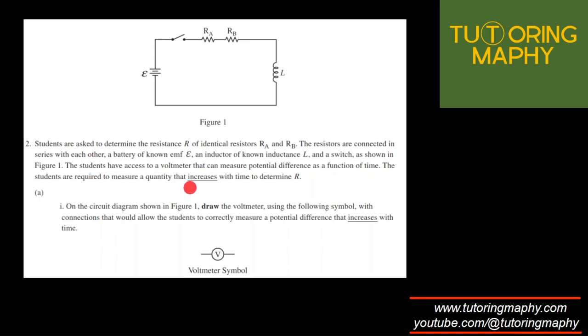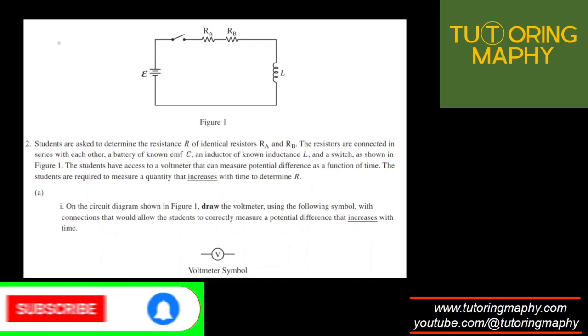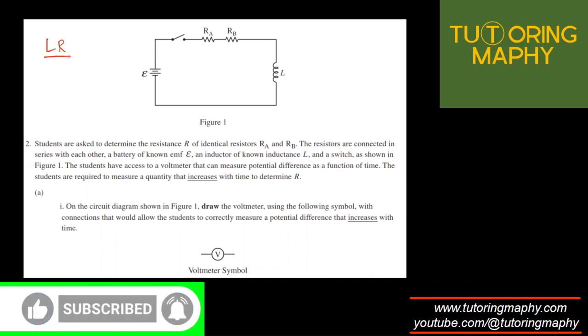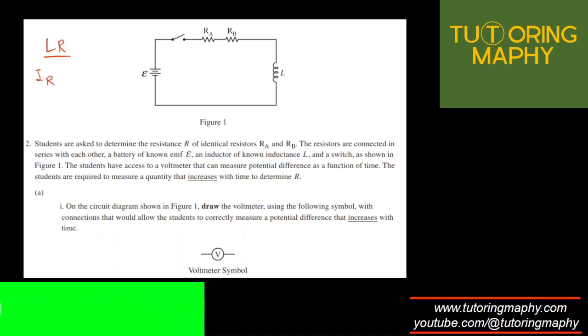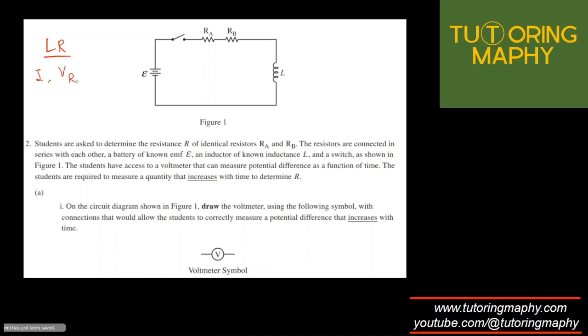The students are required to measure a quantity that increases with time to determine R. On the circuit, draw the voltmeter using the following symbol with connections that would allow the students to correctly measure the potential difference that increases with time. So I know that there are three quantities primarily which we can measure in an LR circuit: current in the circuit, voltage across the resistor, and the voltage across the inductor.